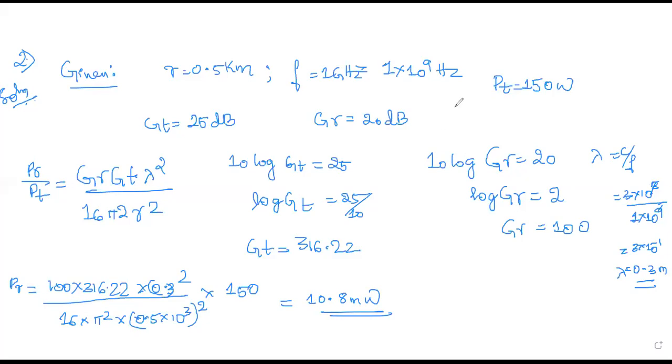See, the usual mistake you people make is that you will not convert the gain, and you will substitute it directly here, 25 into 20. So be careful whenever gain or directivity is given in dB. If it is given in terms of dB, convert it first, then put it into the formula.